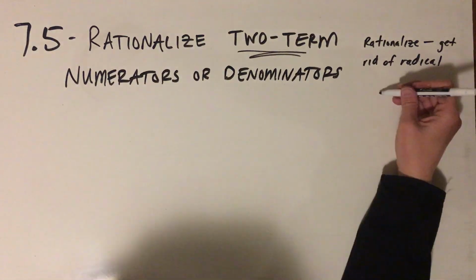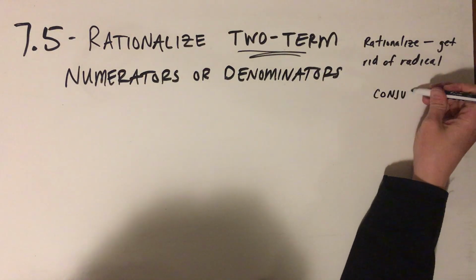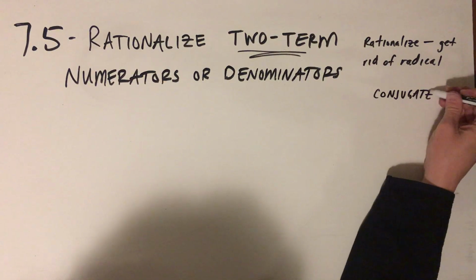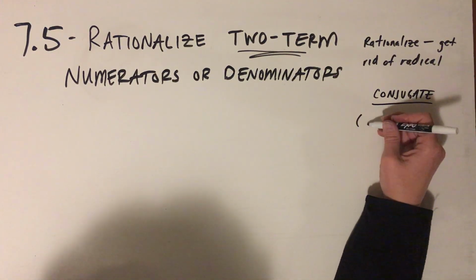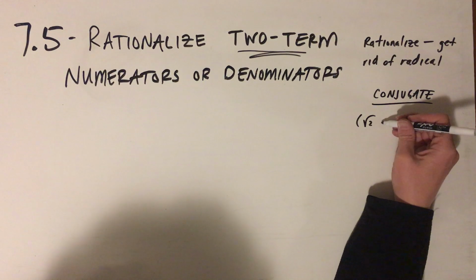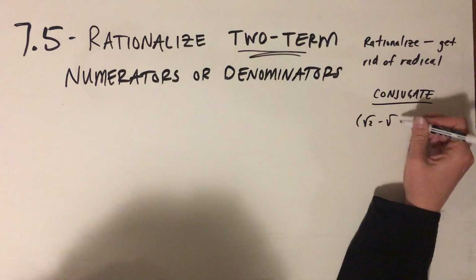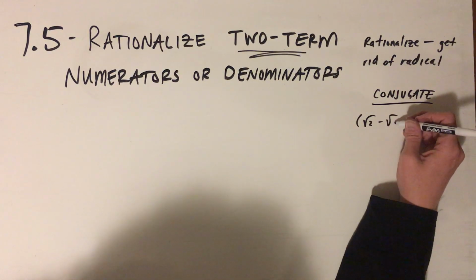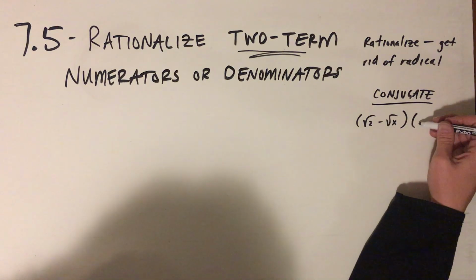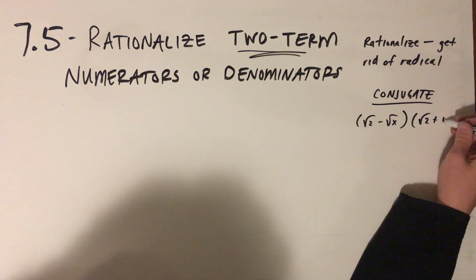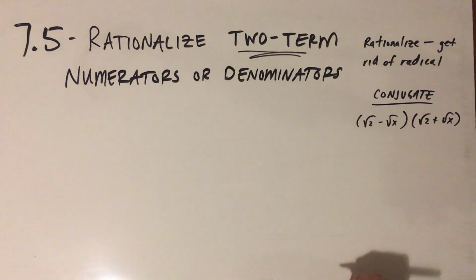Okay, and then we talked about this concept of a conjugate. Well, this is where the conjugate is going to come in handy. Conjugate is if I had a term, say the square root of 2 minus the square root of, I don't know, we'll say x. Then the conjugate to that is the square root of 2 plus the square root of x.